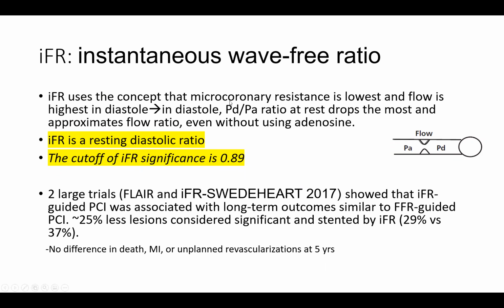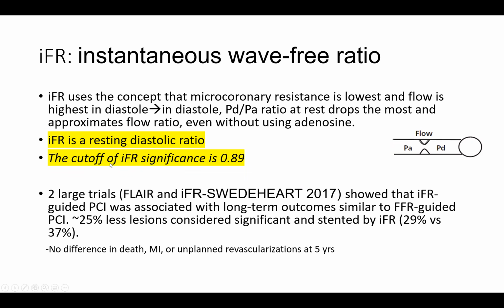iFR uses the concept that microcoronary resistance is lowest and flow is highest in diastole. Therefore, in diastole, the Pd to Pa ratio at rest drops the most and approximates flow ratio, again, because flow is highest and microcirculatory resistance is lowest in diastole. So that pressure ratio at rest in diastole approximates flow ratio even without using adenosine. So this is a resting ratio, unlike FFR, which is a vasodilator, hyperemic ratio. Okay, so this one is a resting ratio.